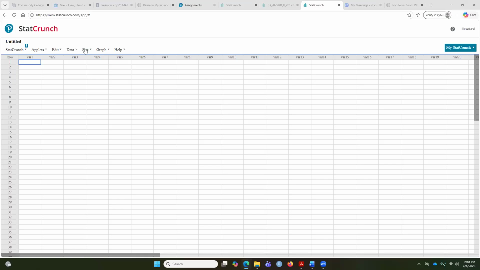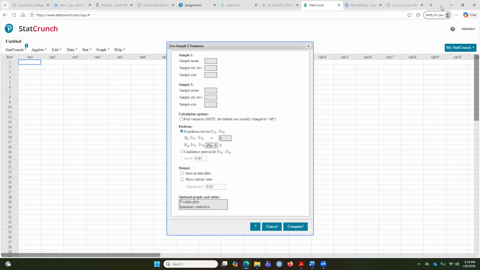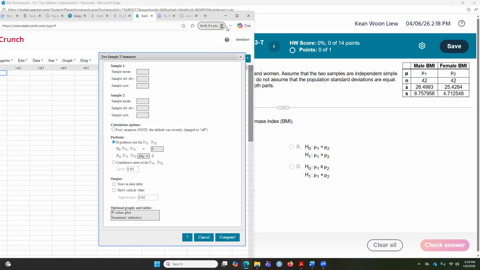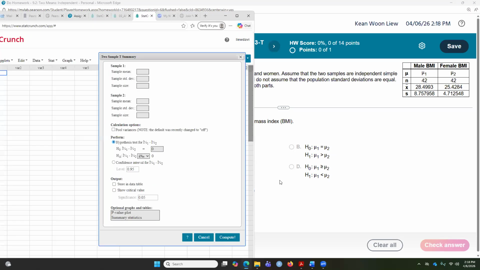Okay, so go on Stat, T-Stats, 2 Sample, with Summary, and the question already provides us the summary. Don't forget the first group is the male group. Usually you can tell from the claim statement that male comes first and female comes second. Sometimes they also mention it elsewhere, but this is what we're doing. So make sure you know that whichever group comes first in your claim statement is your first group.